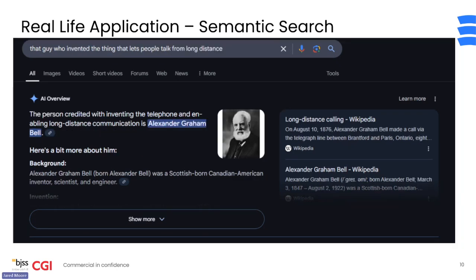And then the last example of real world use, that guy who invented the thing that lets people talk from long distances. Hopefully nobody's using Google like that. I would imagine some are. But again, it's understood that thing that lets people talk from long distances is a telephone, and that I wanted an inventor. So that's how we use it in real life. It makes everything a lot easier to use, easy to use for humans instead of for machines, because humans are obviously unpredictable. You can't say exactly what format they're going to ask you questions in.